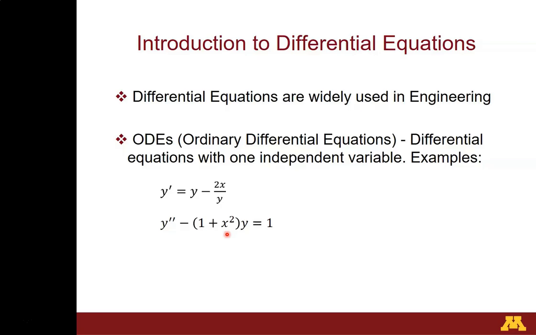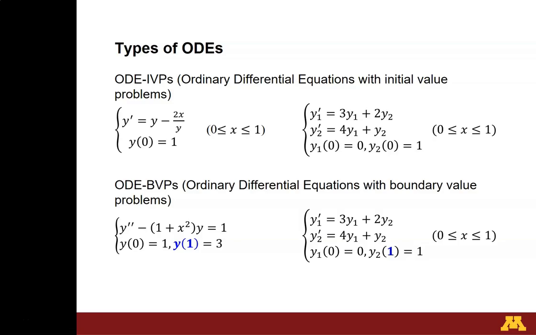Based on the given conditions, there are two types of ODEs. If initial values are given, for example here, for x from 0 to 1, given the dependent value at x equal 0, another example here, both y1 and y2 are given at x equal 0. So we call these problems ODEs with initial value problems.